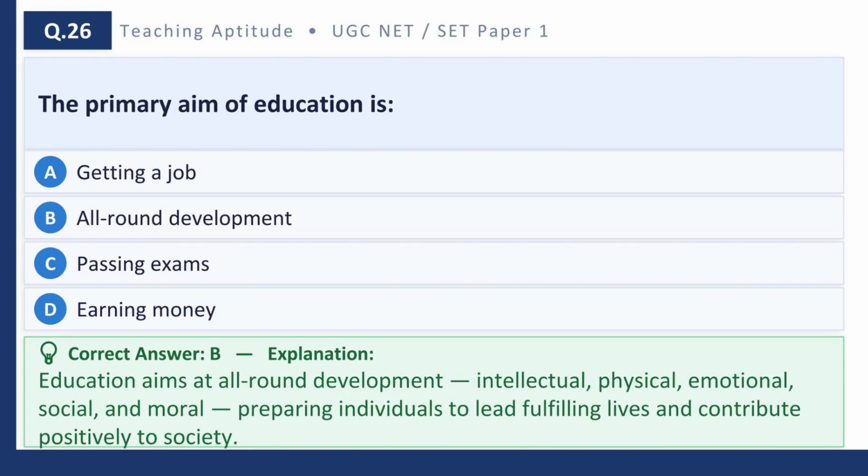What is the primary aim of education? While getting a job or passing exams are common goals, the true purpose is all-round development. This means nurturing the intellectual, physical, emotional, and social growth of an individual. Education should prepare people to lead fulfilling lives and contribute positively to the society around them.